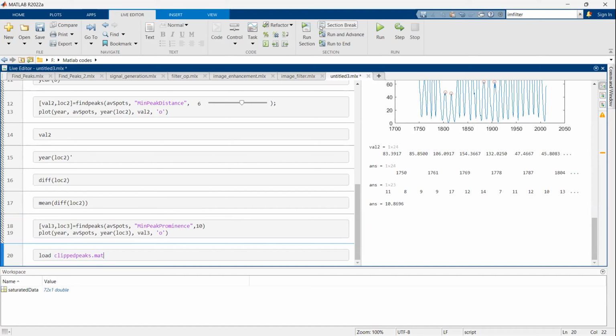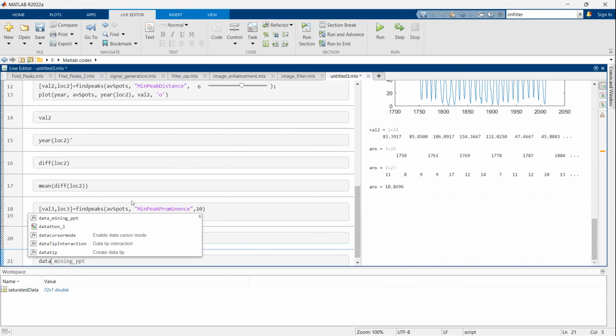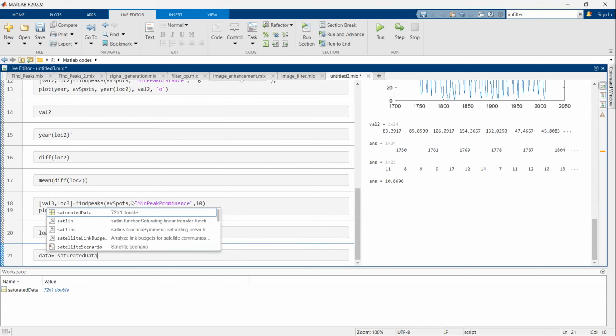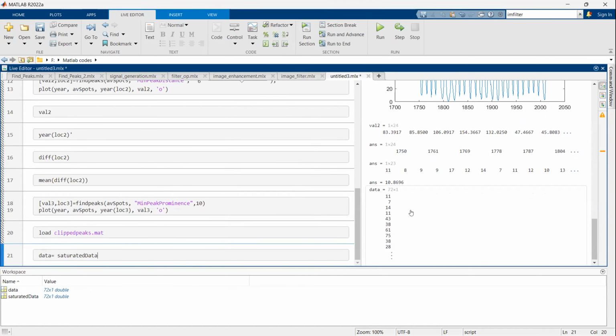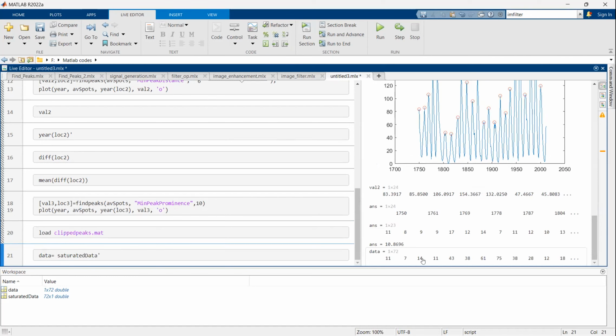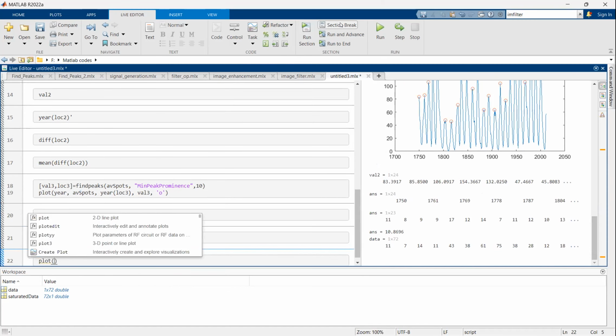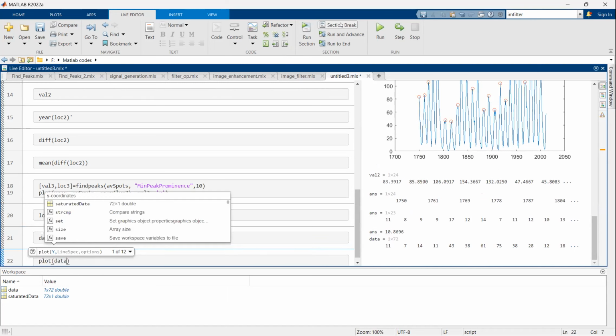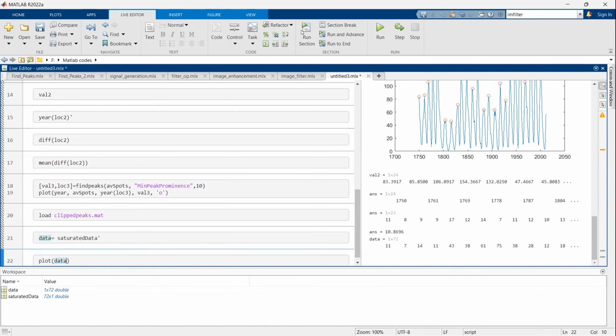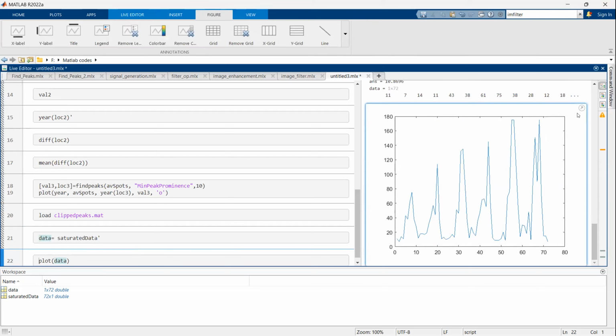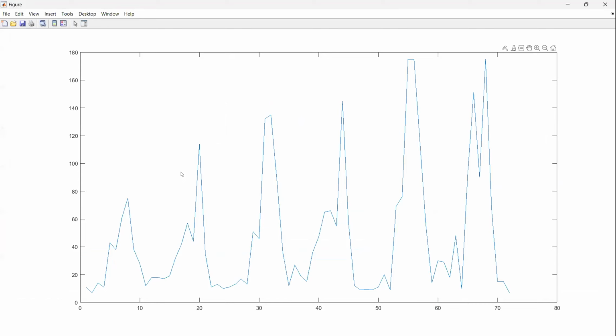Okay. Section break. Let's see. Data is equal to saturated data. Okay, let's define it as data. So now you see this is your data, saturated data, values like this. If I plot it, it will be easier to see. So now you see this figure, this is another type of figure, right? You see how many peaks are there. This is a peak, looks like a very small peak. This is another peak, this is another peak.